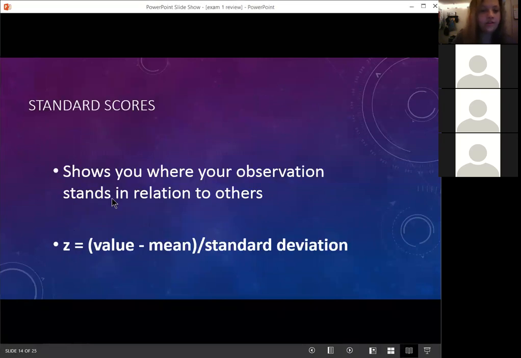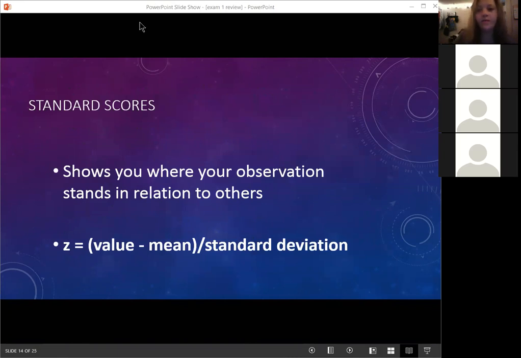Okay, so for standard scores, this is basically taking all the different numbers that we got and standardizing them to a common distribution where our mean is 0 and our standard deviation is 1. So this shows where your observation stands in relation to others.